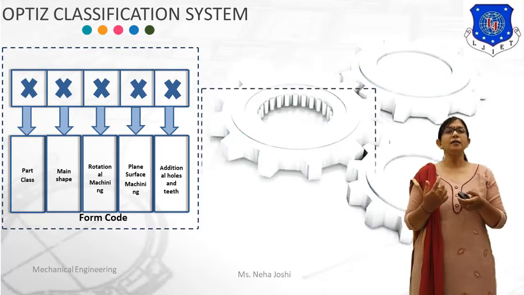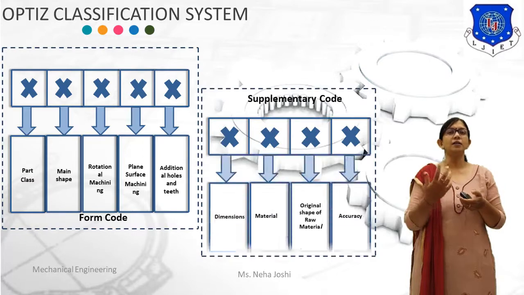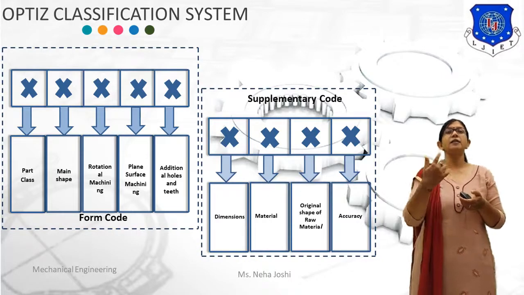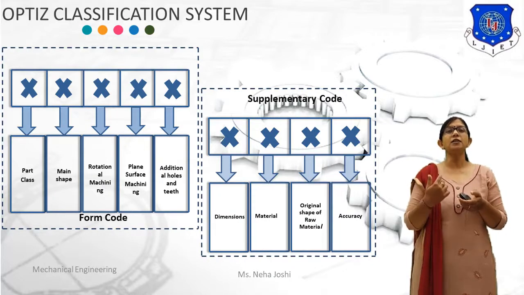Now the secondary digits. You can see here the secondary digits, which consist of 4 digits. Digit 6 shows the dimensions. Digit 7 shows the work material. Digit 8 shows the original shape of the raw material, and digit 9 shows the accuracy requirement.